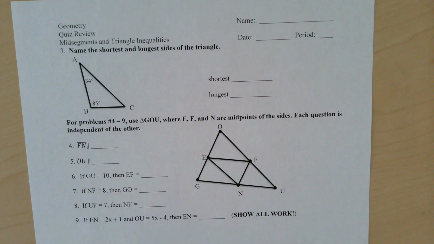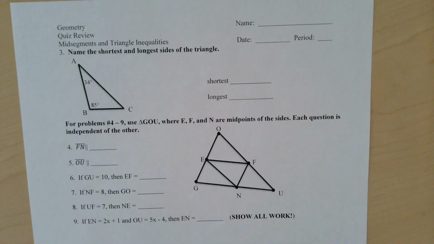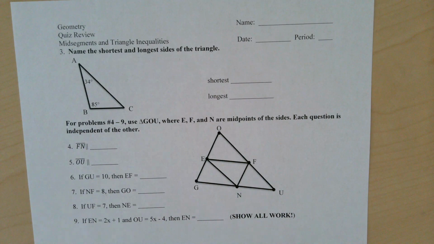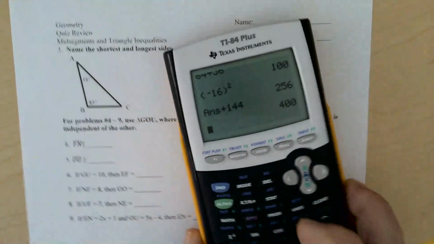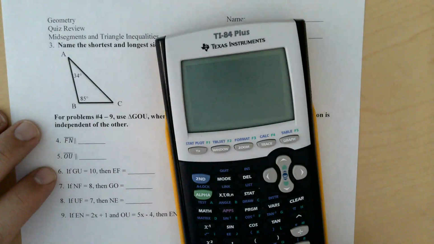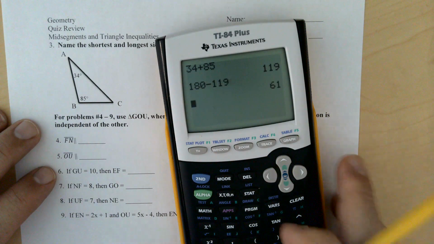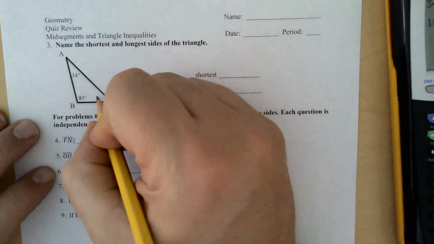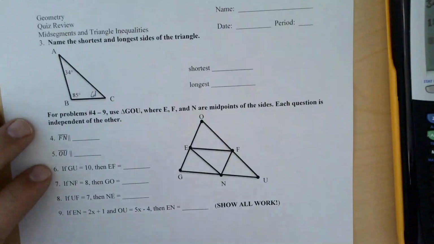This next page, we start off with a problem where we're going to be comparing the angles, okay? And it should be very easy then, once we see the angle measurements, to be able to tell which side is our shortest and which side is going to be our longest. So the first thing you want to do is add the two given angles. That adds up to 119. I'm going to subtract that from 180, and I'm going to see that this is 61 degrees, okay?